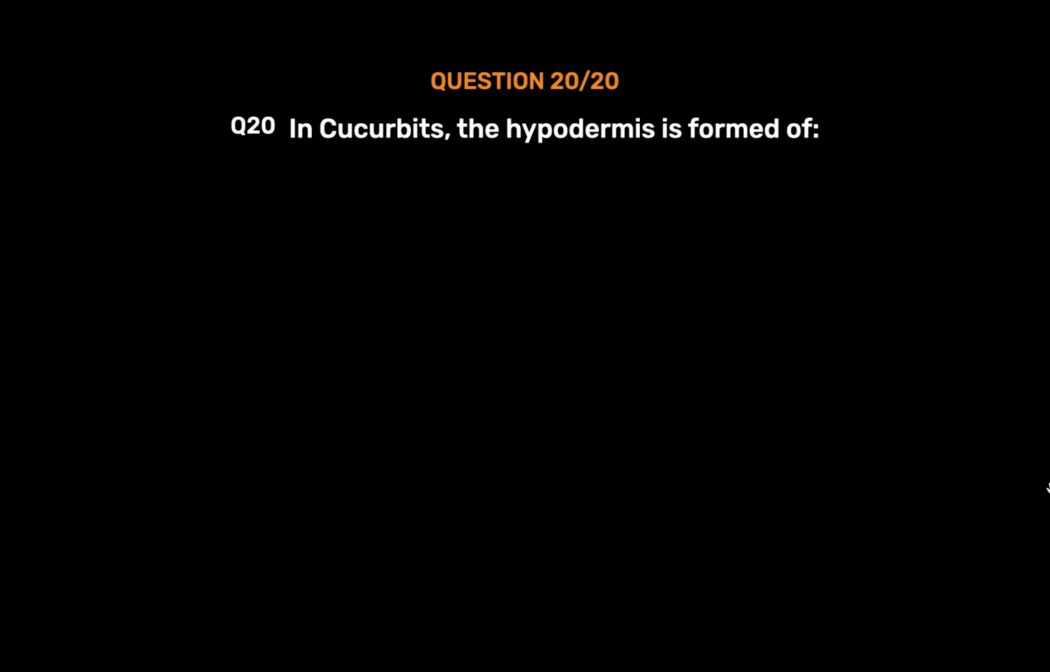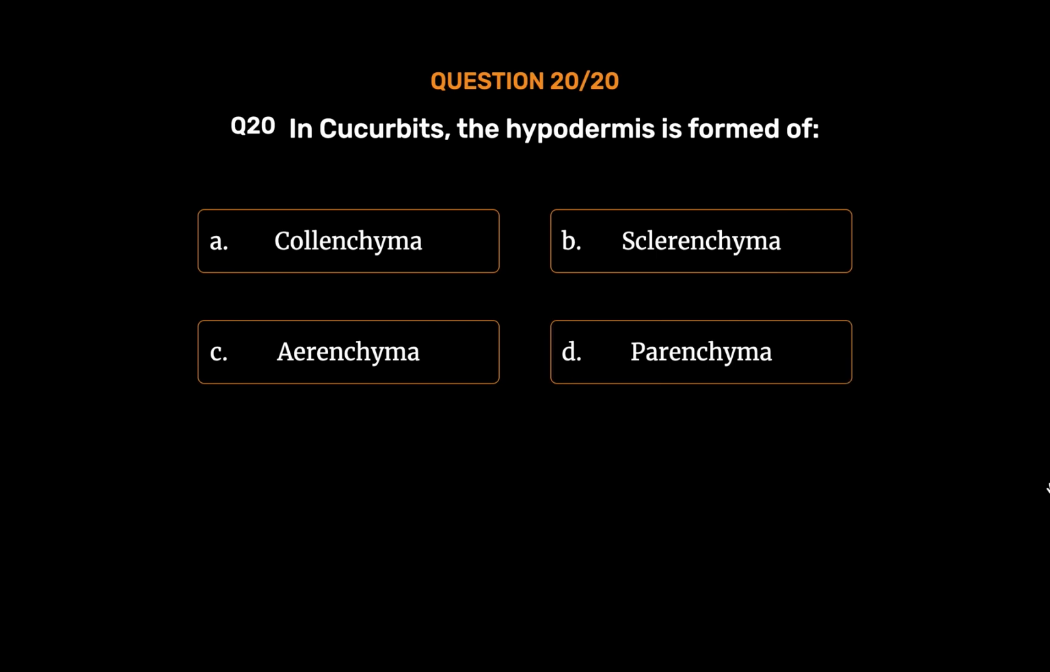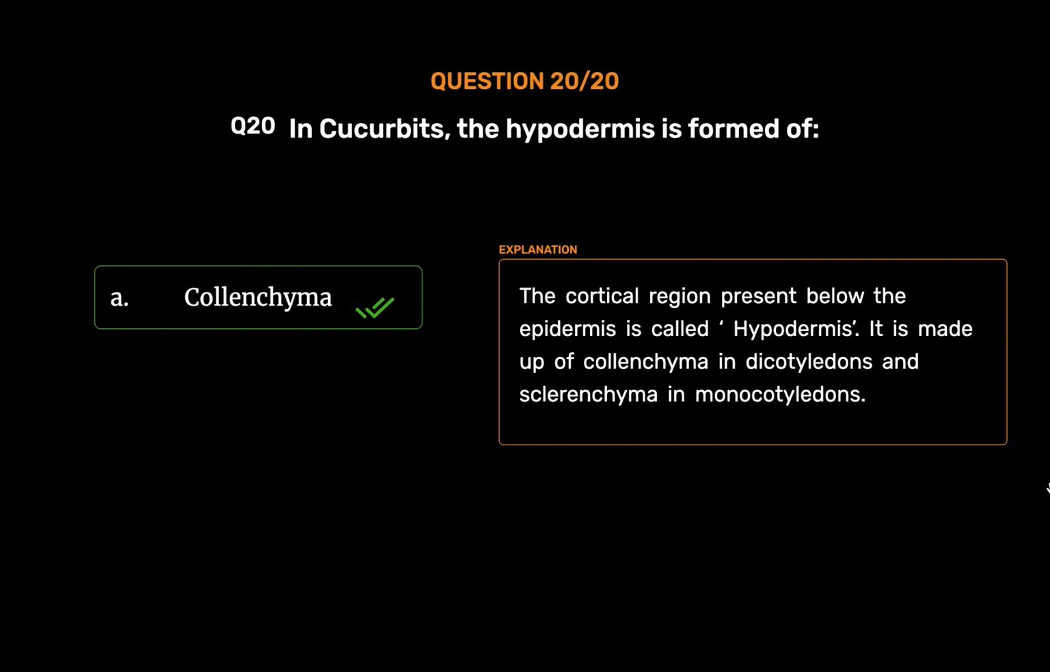Question number 20. In cucurbits, the hypodermis is formed of Option A, collenchyma. Option B, sclerenchyma. Option C, aerenchyma. Option D, parenchyma. The correct answer is Option A, collenchyma. The cortical region present below the epidermis is called hypodermis. It is made up of collenchyma in dicotyledons and sclerenchyma in monocotyledons.